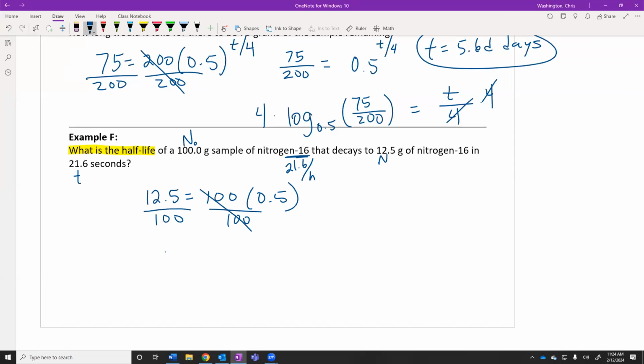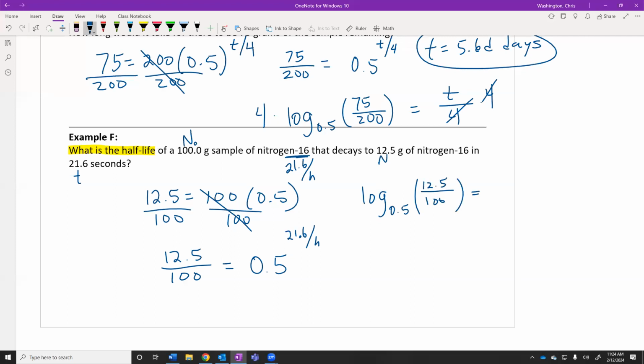So we divide by 100 on both sides. You can type this in the calculator and solve around the whole bunch. If you round the whole bunch, your answer would not be as accurate as we want it to be. We're going to rewrite this as a log. So we get log of 0.5, the 12.5 over 100 goes inside the parentheses. And that's going to always equal the exponent.